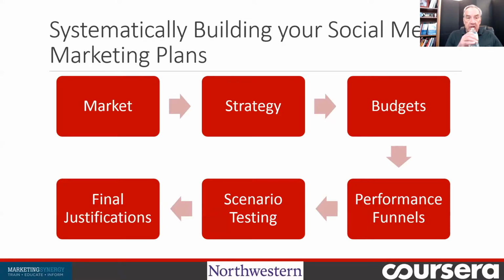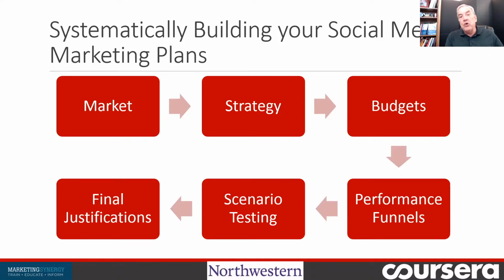And so what we talk about in the plan, we start with the market and insights you want to develop. We then go through and build out the strategies you want to use to engage with them. Then we talk about how you build a realistic budget that you can use to justify and manage a program. From the budgets, you go to performance funnels, which give us key performance metrics that we're going to need.